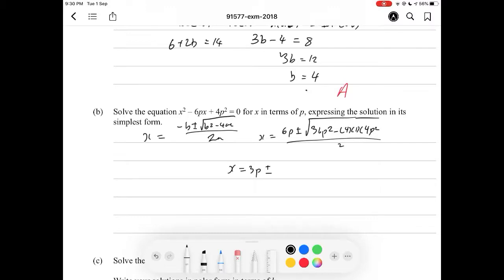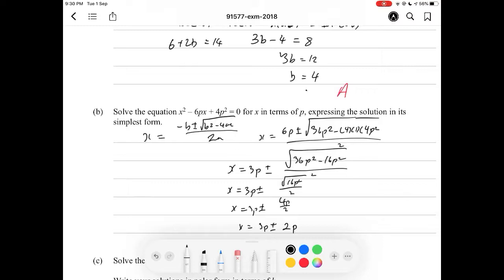So x equals 3p plus or minus the square root of 36p squared minus 16p squared, over 2. So x equals 3p plus or minus the square root of 20p squared over 2. X equals 3p plus or minus 4p over 2. X equals 3p plus or minus 2p. And that's our final answer.